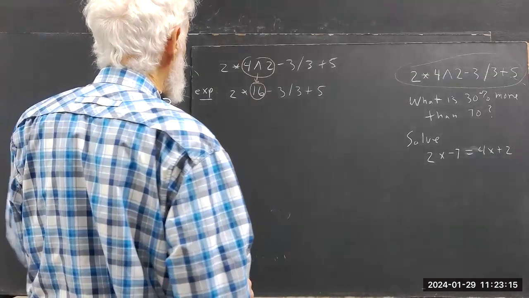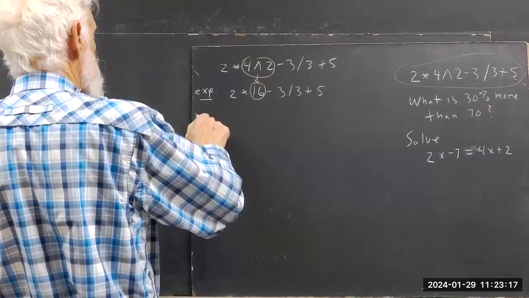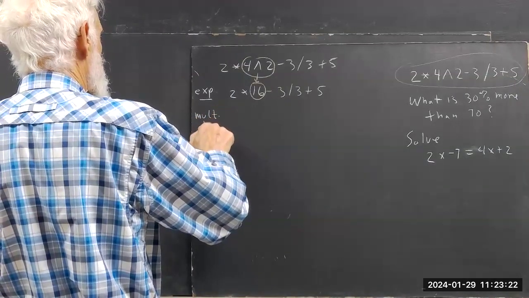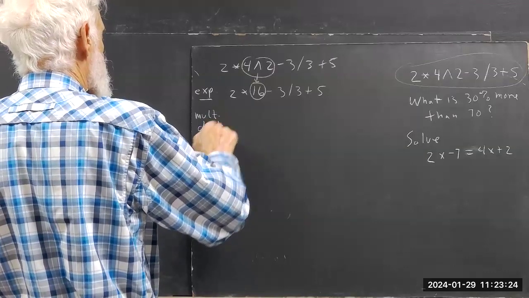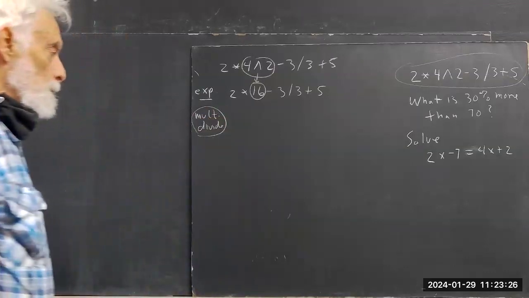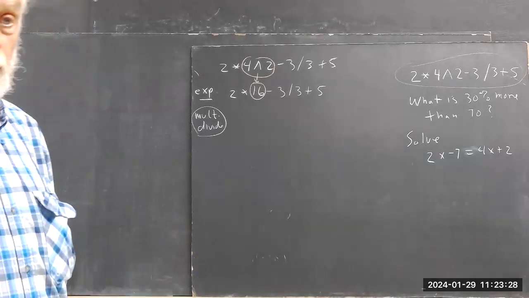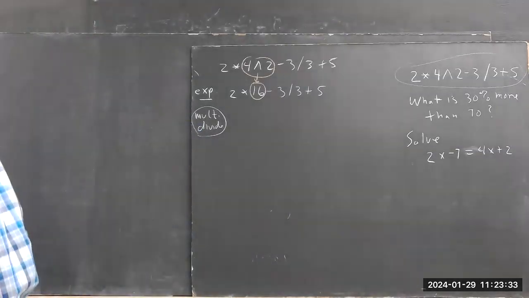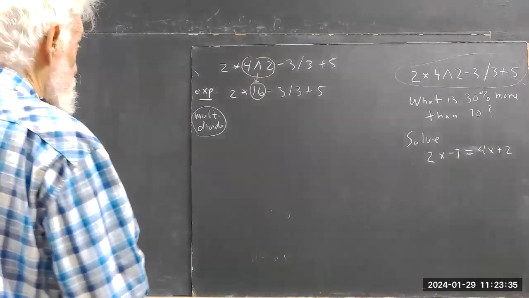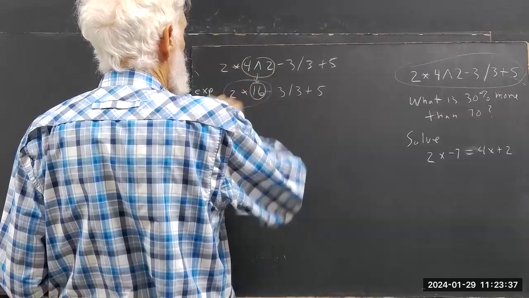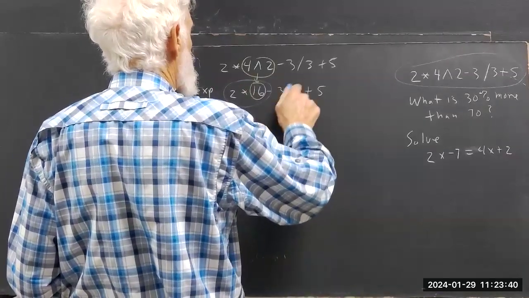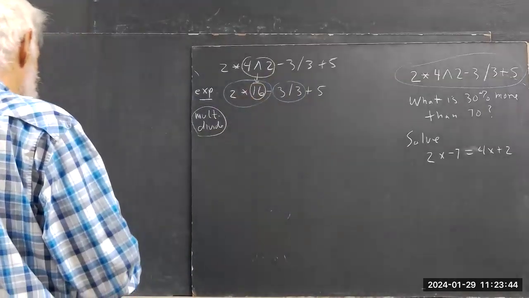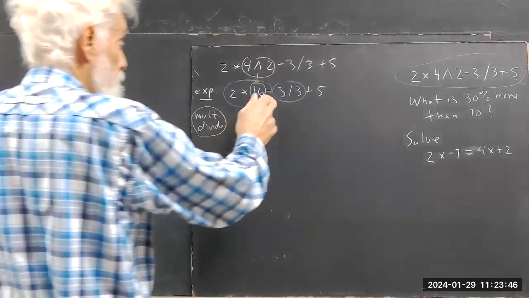Okay, now what do I do? I can do my multiplications and divisions. Okay, what do I multiply? Well, I can multiply 2 by 16. And I can divide 3 by 3. That minus sign is included in the division. It's a little careless the way I circled that.